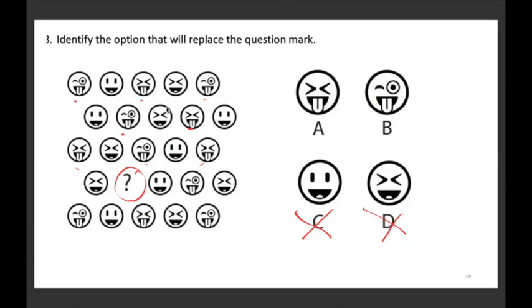Now, between A and B, if you observe, the B emoji is getting repeated twice in sequence here. Now, we cannot have a third emoji here because we see two emojis alternating like this, but we don't see three emojis alternating. So option B will be wrong and option A will be the correct answer. Okay, move to the next one.